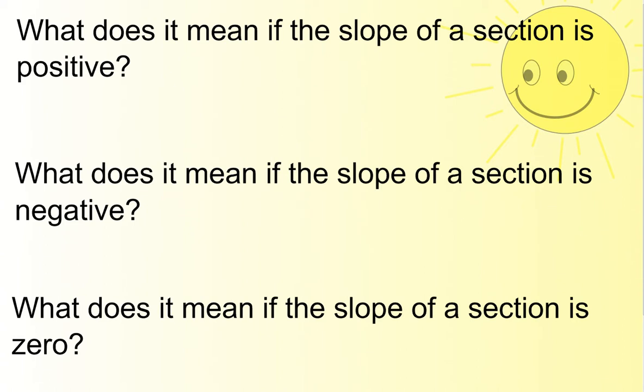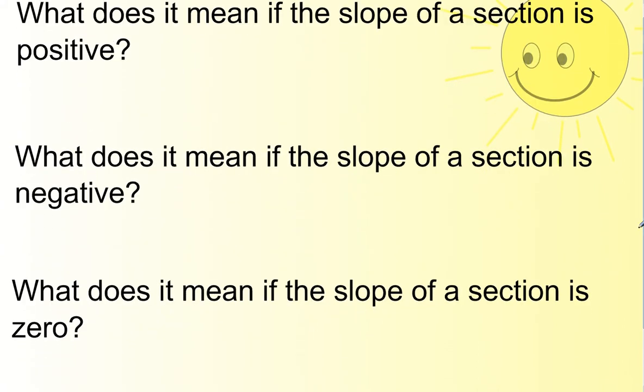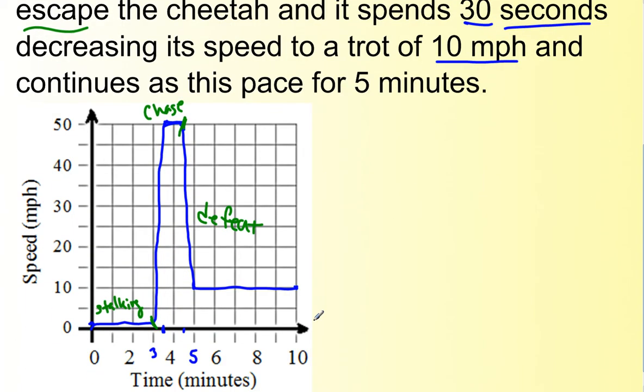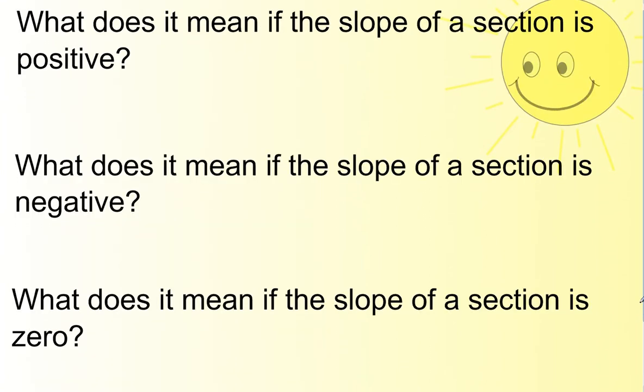So, a couple questions about this cheetah speed graph. It says, what does it mean if the slope of a section is positive? What does it mean if the slope of a section is negative? And what does it mean if the slope of a section is 0? Okay, so when the slope is positive, like here, what does that mean? When a slope is negative, like here, what does that mean? And if a slope is 0, like here, here, and there, what does that mean? Go ahead and put down a response to each of these questions. When you're ready to continue, hit play. We'll go through them together.